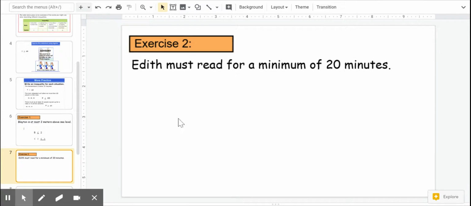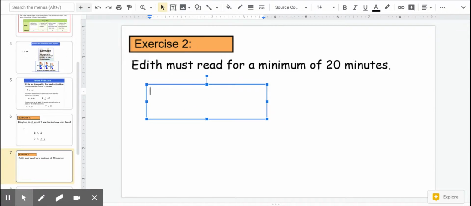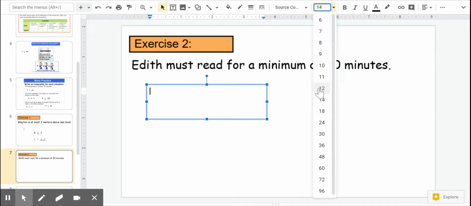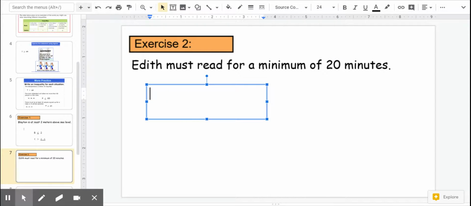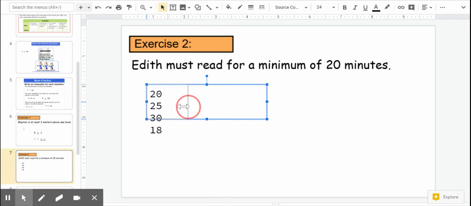Edith must read for a minimum of 20 minutes. So let's say that was her ELA assignment. So let's say that one of your ELA teachers told you that you had to read for a minimum of 20 minutes. So think about it. If you were to read for 20 minutes, would your teacher be happy? If you had to read for 25 minutes, would they be happy? How about if you read for 30 minutes? How about 18? Okay, I want you guys thinking about which one of those would make your ELA teacher happy.